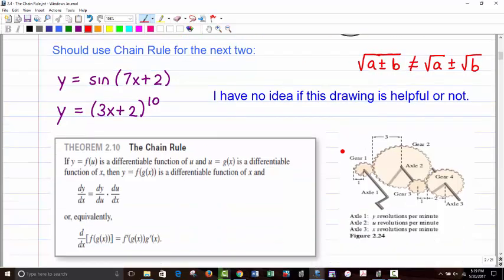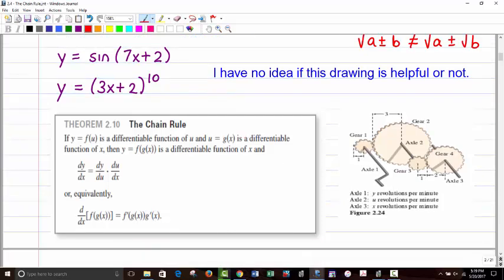Now this, I just put this drawing in there. It's not very helpful to me. Maybe if I was a little more mechanically oriented, it might make sense. But the definition makes sense to me. But this is weird. So if you find that useful, by all means. So you turn one, and that gear turns the other axle, and so forth and so on. Okay, I give up on that.